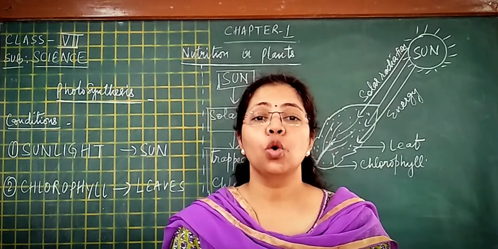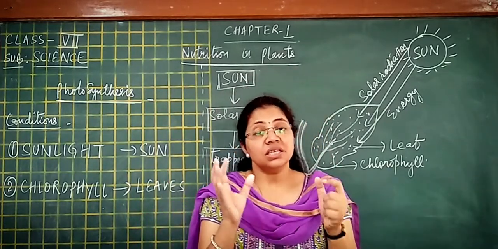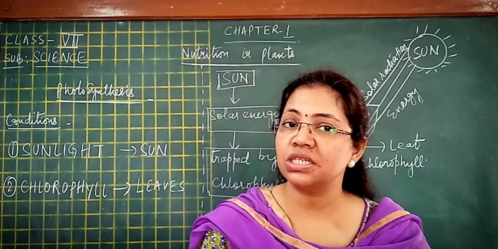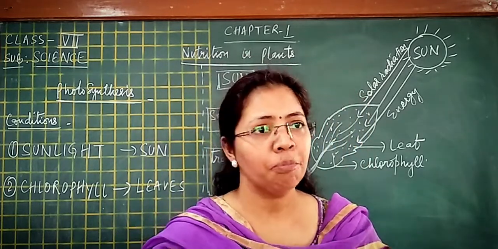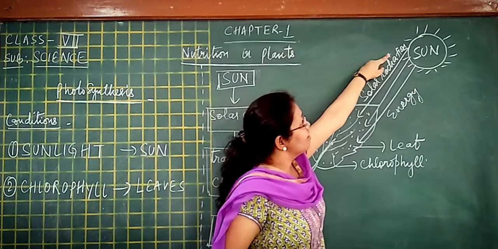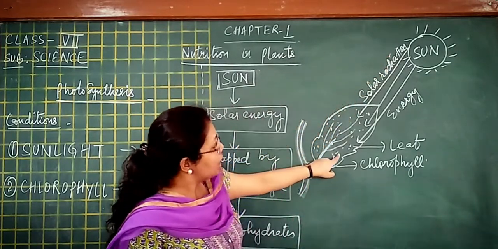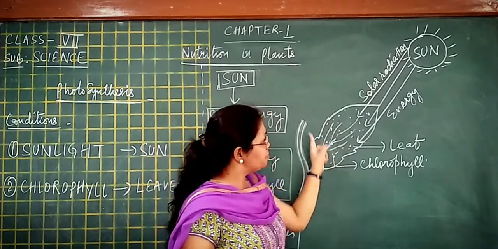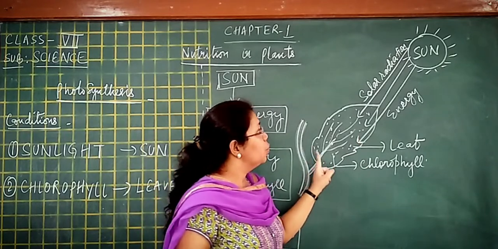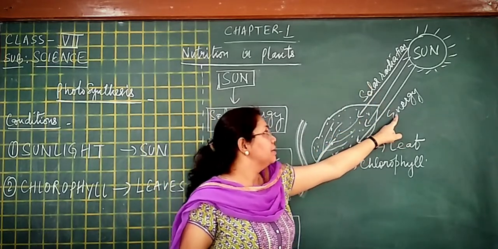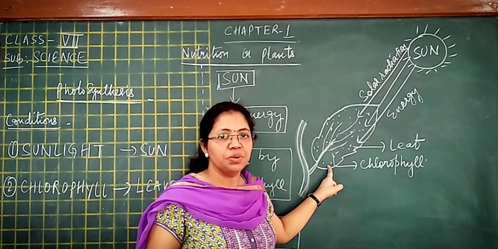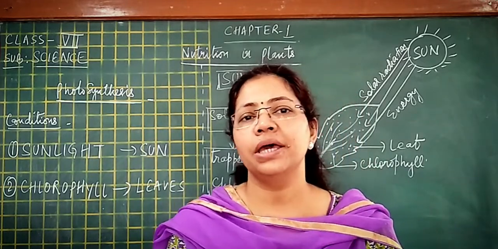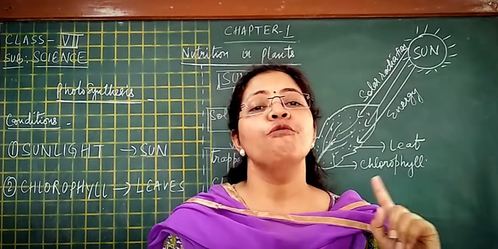Because they contain chlorophyll. And students, this chlorophyll pigment is very important for the process of photosynthesis. Why? Because when solar radiations from the sun fall upon the surface of the leaves, it is the chlorophyll present inside the leaves of the plant which traps this solar energy coming from the sun.